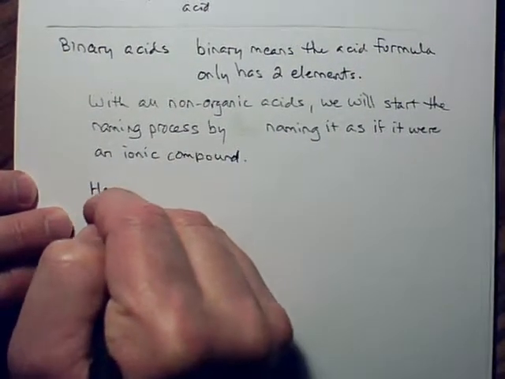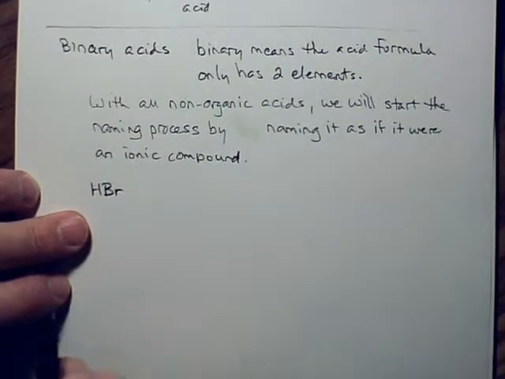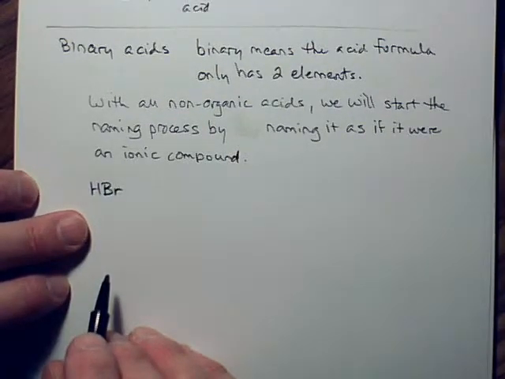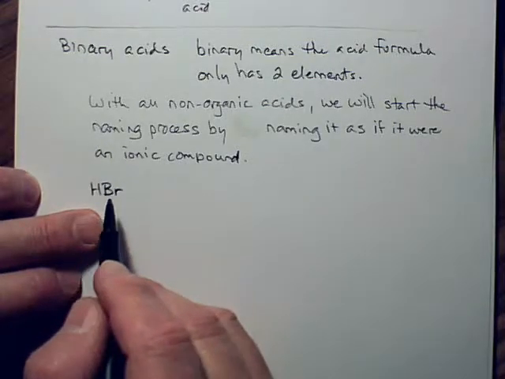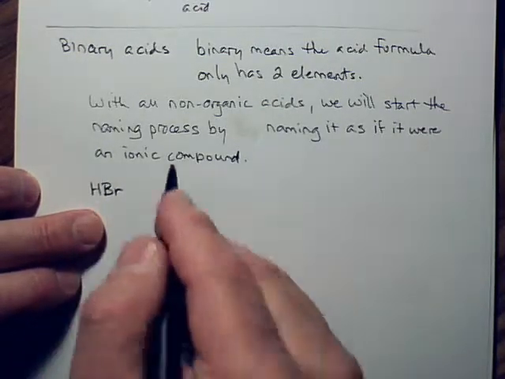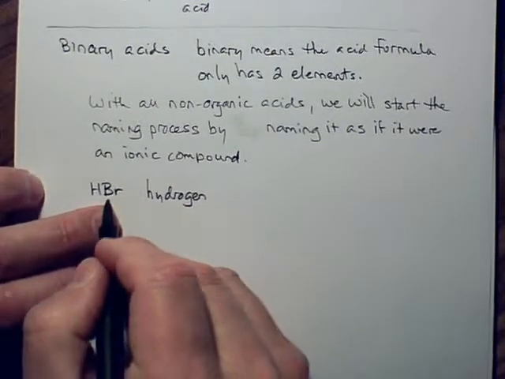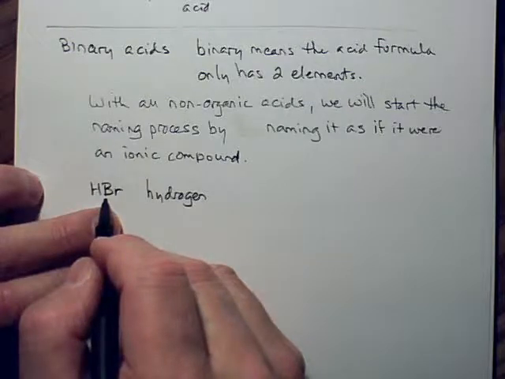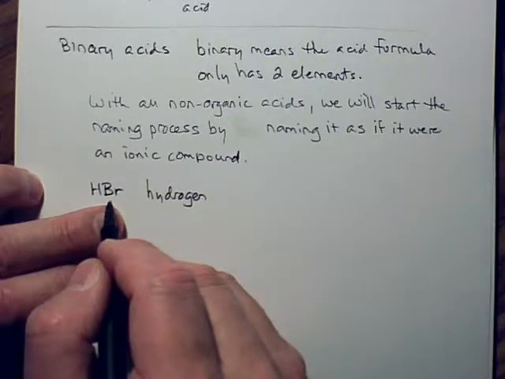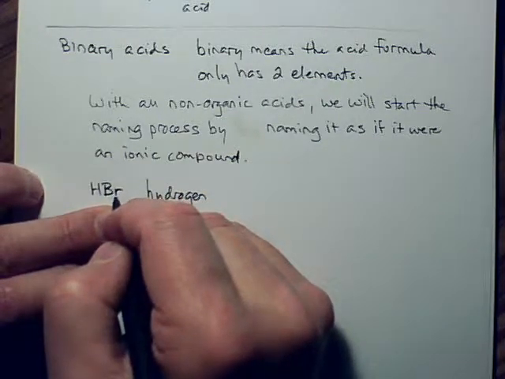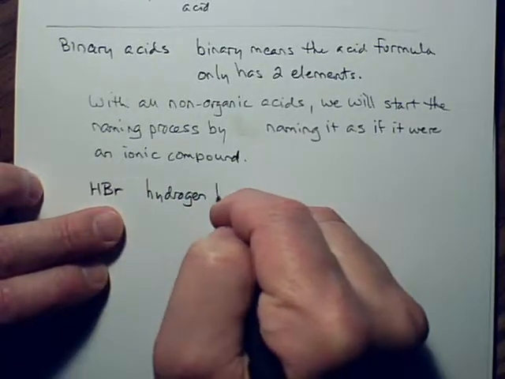So let's start with this, HBr. If we name this like an ionic compound first, this would be hydrogen bromide. Hydrogen only has one positive oxidation number, so it's called just simply hydrogen. And so the bromine, which would have a negative charge if this were an ionic compound, has only a one negative charge, and any negatively charged atom we change the ending to IDE, so hydrogen bromide.